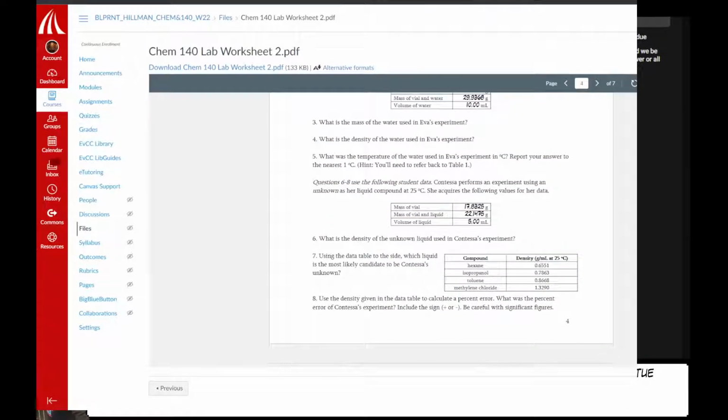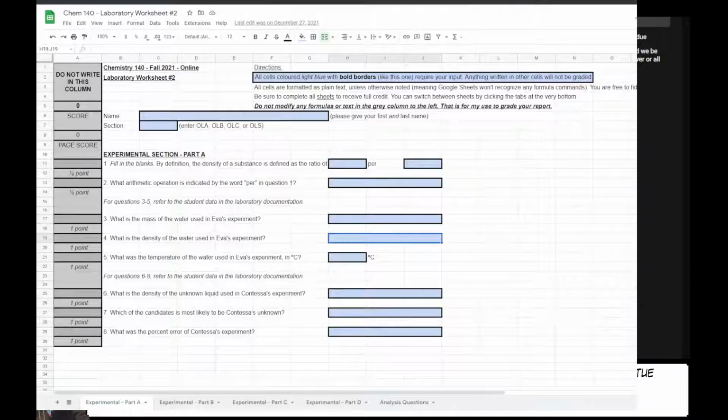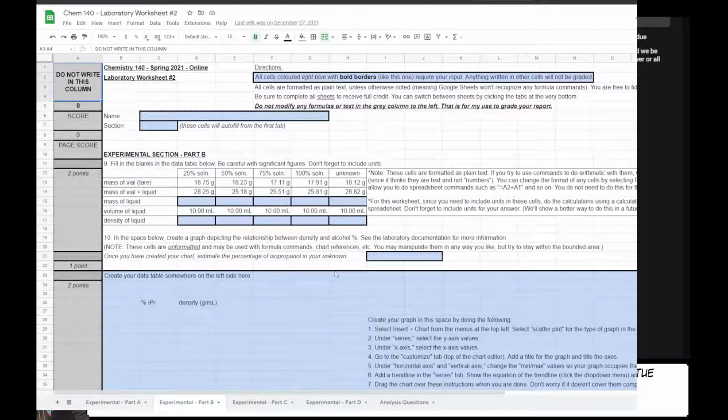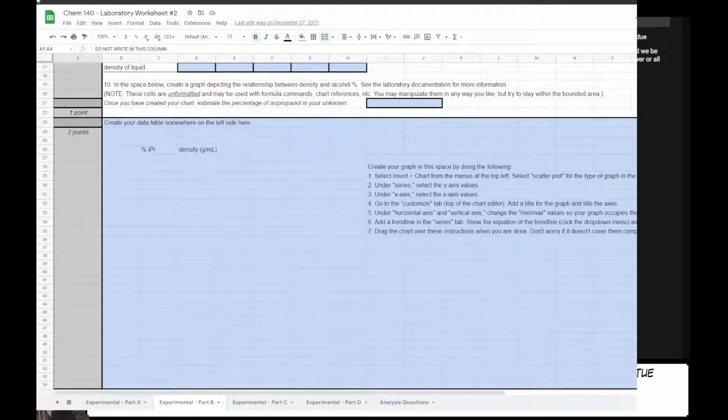So that's part A. Part B, you're going to do more or less the same thing. You're going to find the density of a bunch of liquids. And then you're going to plot a graph. And this is the part that a lot of students struggle with because they've never used Excel before. Or they've never used Google Sheets. So I'm going to show you how to make a graph.